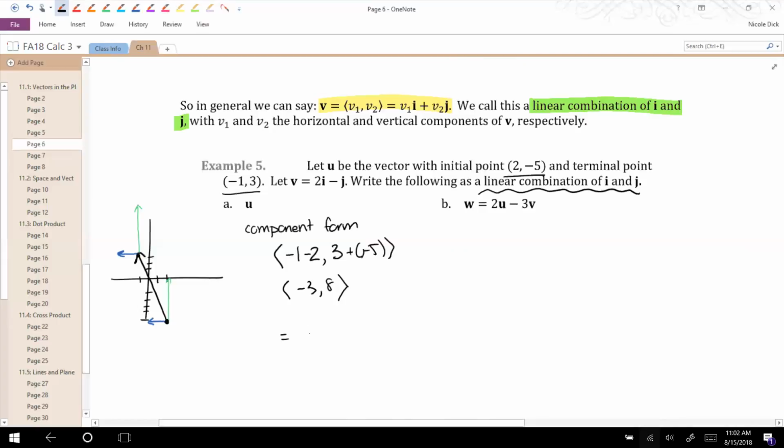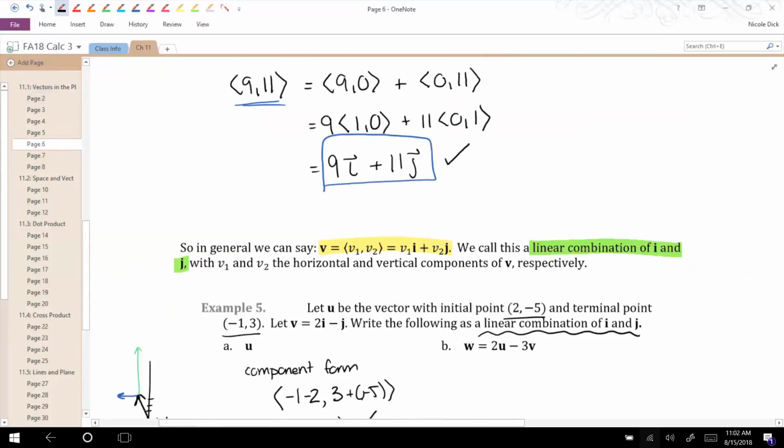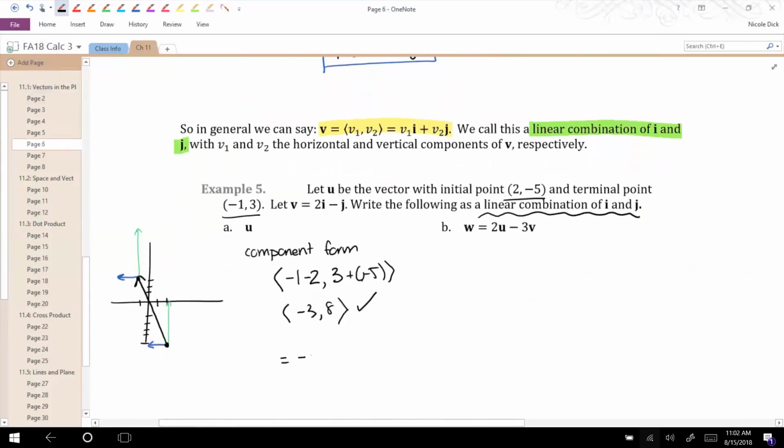So it would be... well, we don't have a 0 yet because we're still working with this vector. It's got an x component and it has a y component, so no zeros yet. We want to write it as this linear combination so that it looks more like this is what we're aiming for now. So -3i, 8j. Yep. There we go.